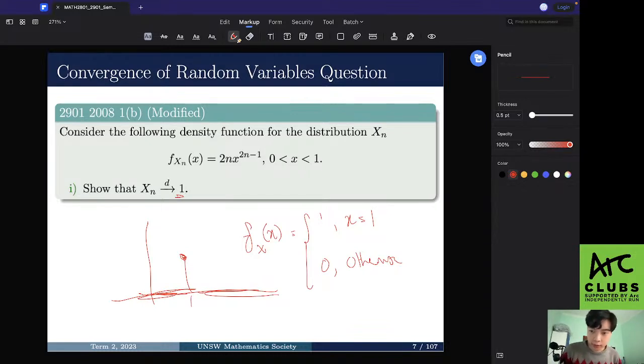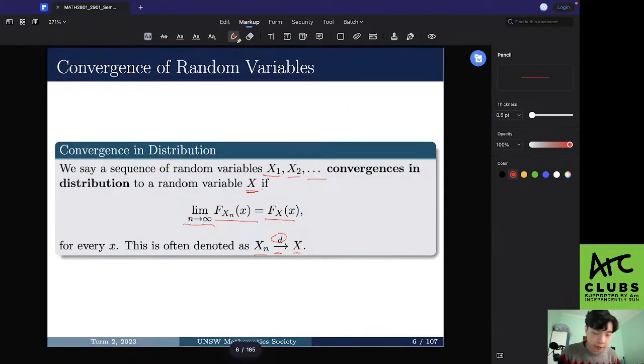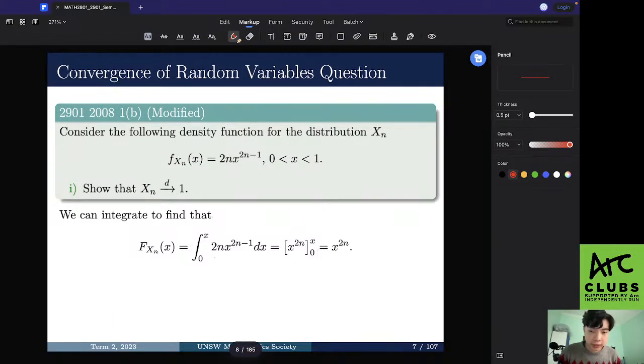Something like this. So from here, the first thing we want to do is we recall that our convergence in distribution requires us to find the CDF of the sequence and then the CDF of the limit. So that's what we'll do. We'll first look at the CDF of our converging sequence. In this case, we're given the density, so we know to get capital F of x, we need to integrate. Usually it's from minus infinity to x. In this case, we know that x ranges from 0 to 1, so we actually start with 0 and then go to x.